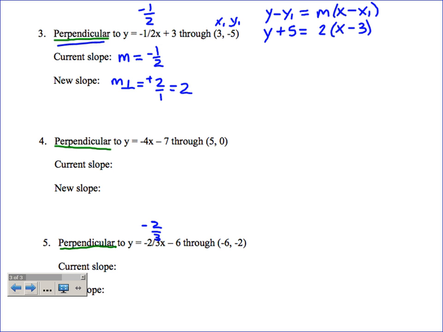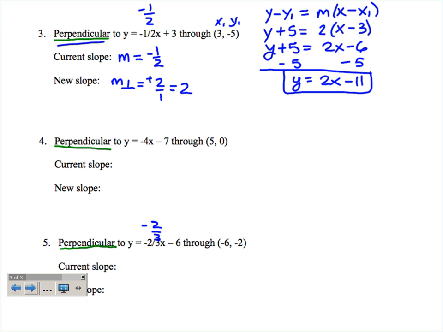We'll distribute the 2 at this point. So we'll have y plus 5 equals 2x minus 6. We'll subtract 5 from both sides. We'll have y equals 2x minus 11. Okay? Again, this is going to be a line that's perpendicular to it, so it should have the opposite reciprocal slope. We use this 2, and we use this point here. Notice that neither 3 nor negative 5 shows up in our final answer. A lot of people try to just sneak those in if they don't really remember the process. They'll just try to write those numbers down, and that never gets you the right answer.